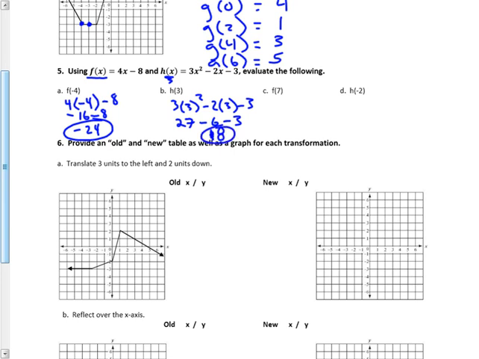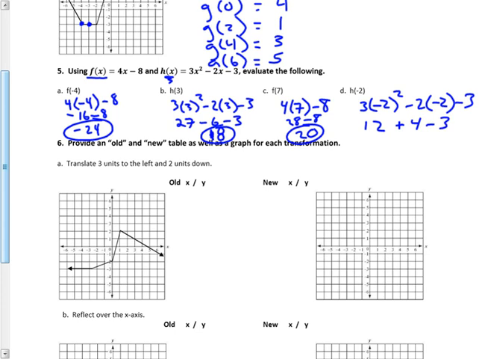F of 7, so I'm taking 4x minus 8 and plugging in 7 for x. 7 times 4 is 28. Minus 8 is 20. And h of -2, 3 times -2 quantity squared minus 2 times -2 minus 3. So I've got -2 squared. That's a positive 4. Don't let your calculator lie to you. 4 times 3 is 12. -2 times -2 is 4. And minus 3. 12 plus 4 is 16. 16 minus 3 is 13.